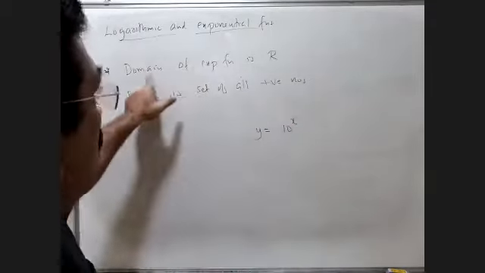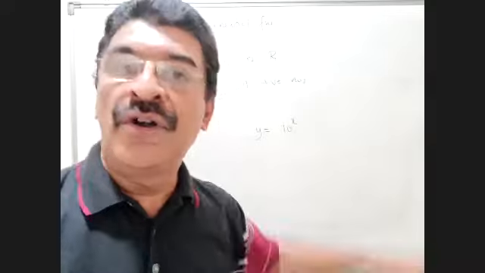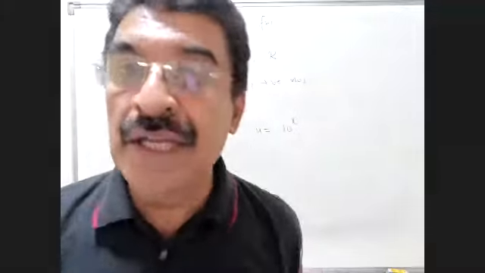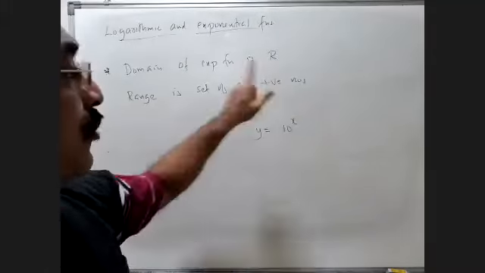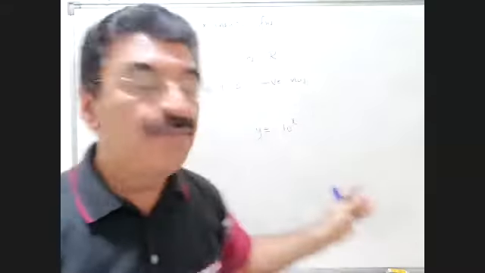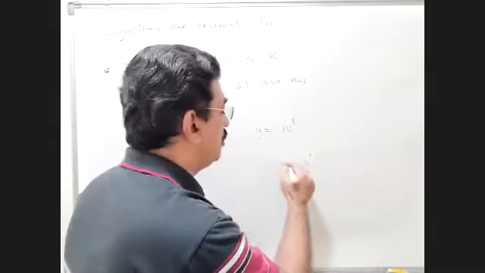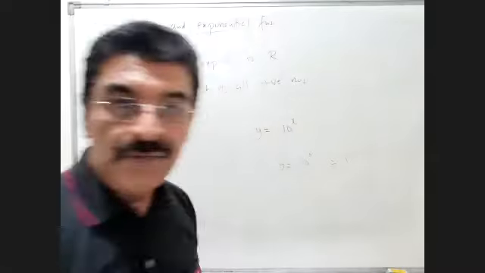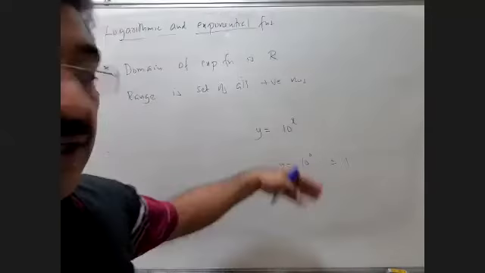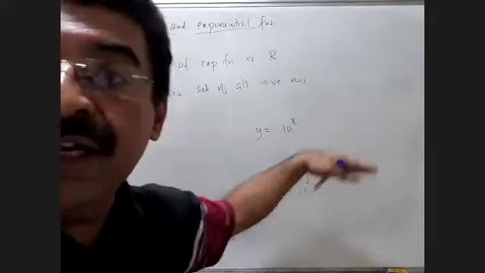This x can be any real number. x can be positive, x can be 0, x can be negative, or even any fractions, no problem. But the value of y will never be negative. It is always a positive number. It cannot be 0 also, because 10 raised to 0 is 1. Any number raised to power 0 is 1. And for a positive exponent, 10 squared, 10 cubed, 10 raised to 5, whatever it may be, y remains positive.